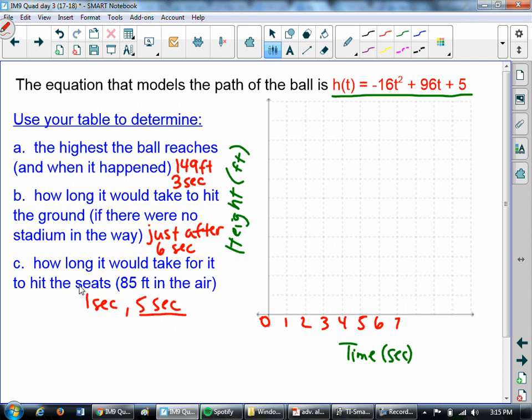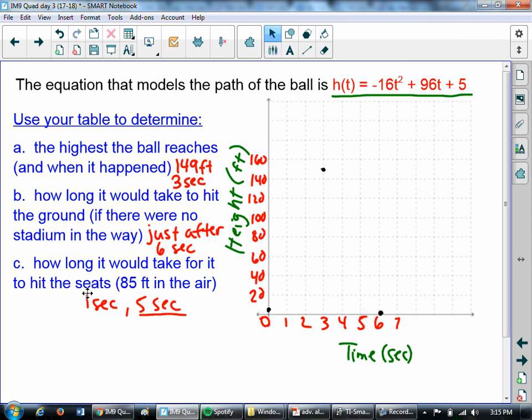So we need to think about a scale for our y-axis that's going to make sure that we see that maximum point. And I'm going to go up by 20s. Okay, so 160 looks good. So let's start plotting some of these points. We know at 0 seconds we're at 5 feet, so we're at about a quarter of the way up there. We said at just past 6 seconds was when my ball hit the ground. And we know at 3 seconds we're at our maximum of just under 150, so just under halfway up. Okay. So those are 3 points that I'm going to use then to graph our parabola.